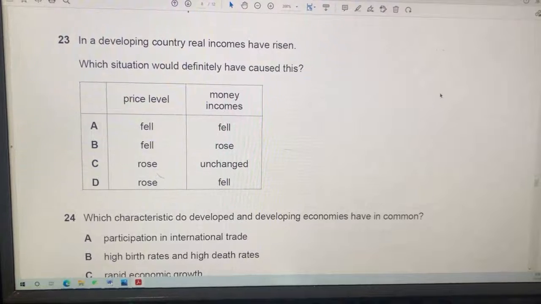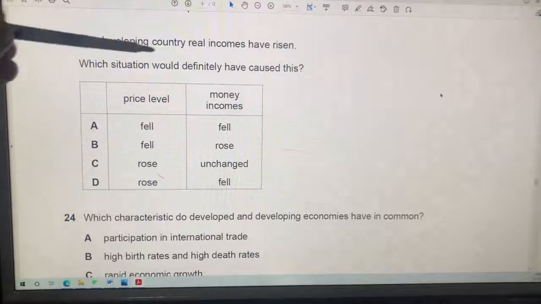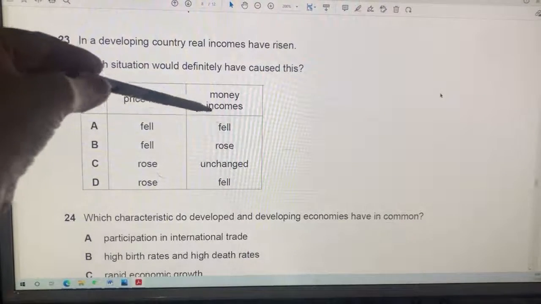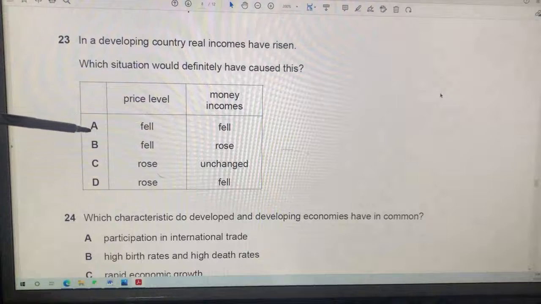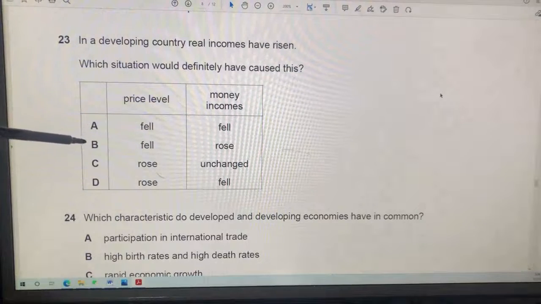Number 23. In a developing country, real incomes have risen. Which situation would definitely have caused this? Real incomes have risen. Real incomes, so income after inflation. Let's see. A, price level fell and money incomes fell. So for A, we don't know if real incomes rose or fell.